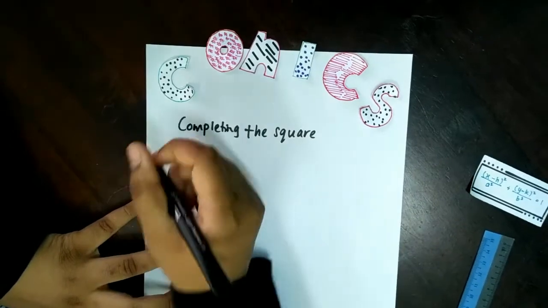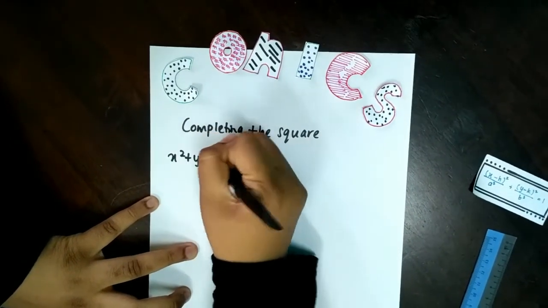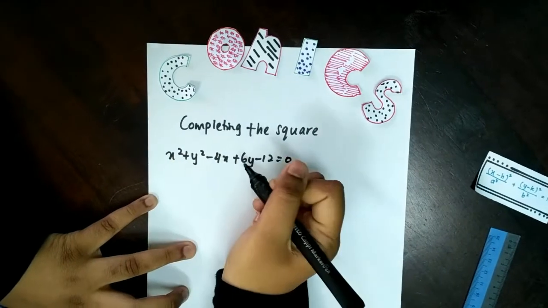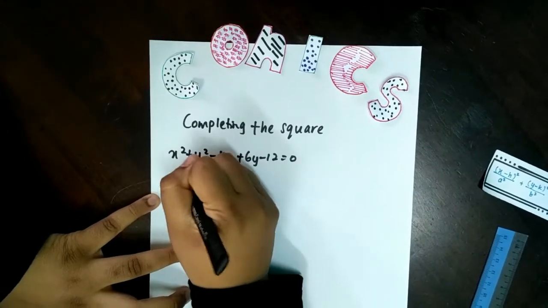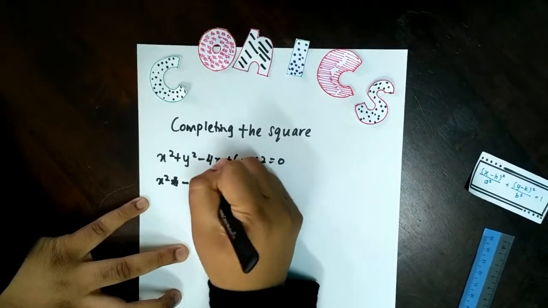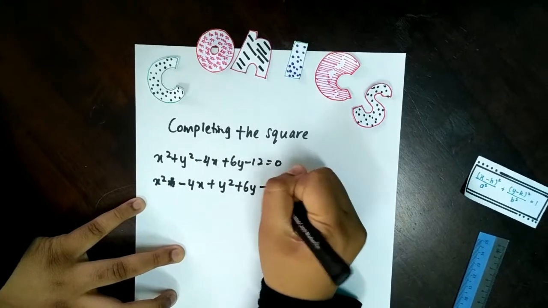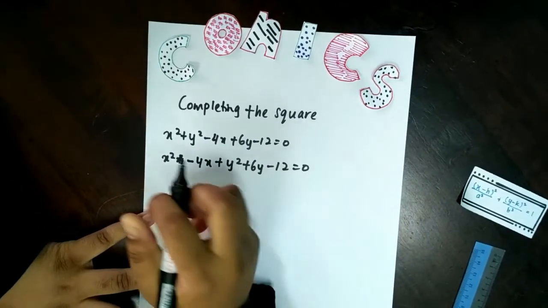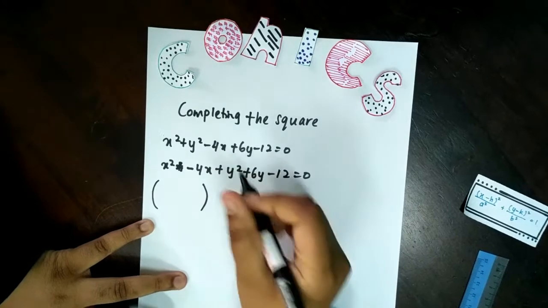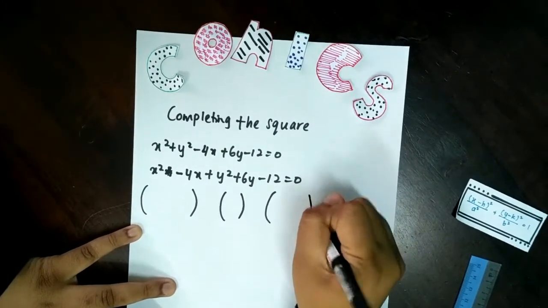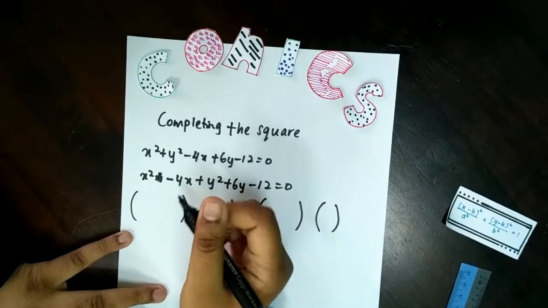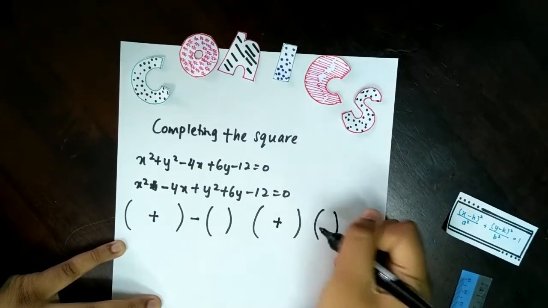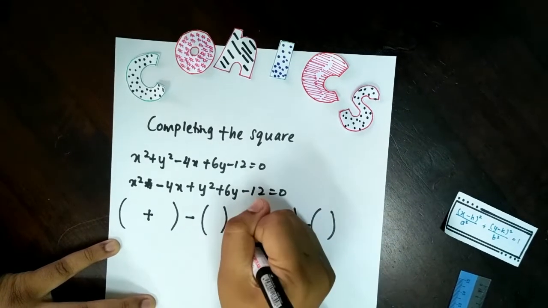Now we're going to do completing the square. x squared plus y squared minus 4x plus 6y minus 12 equals 0. Now we're going to group the same unknowns together: x squared minus 4x plus y squared plus 6y minus 12 equals 0. For completing the square, we have a big bracket and a small bracket. Since we have two unknowns, we have two big brackets and two small brackets. Next, the sign would be plus inside, minus outside, plus inside, and a minus outside. Between the two brackets is a plus sign.